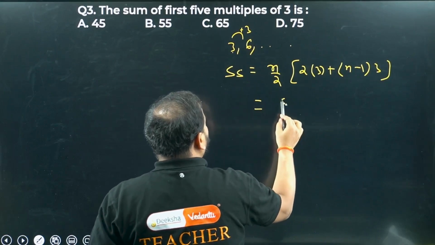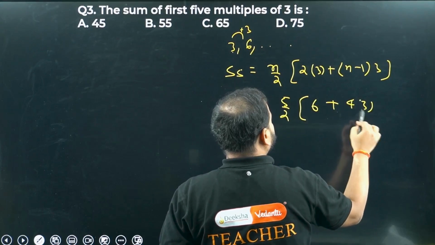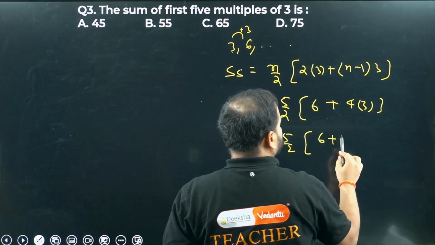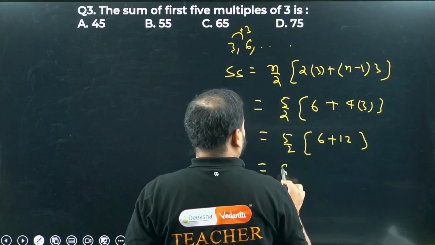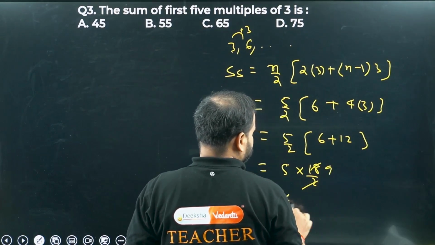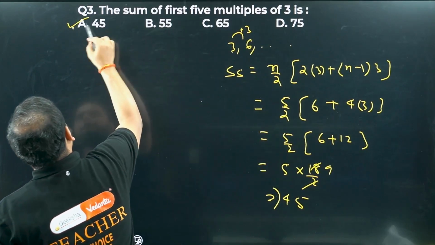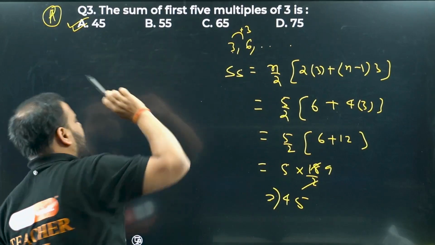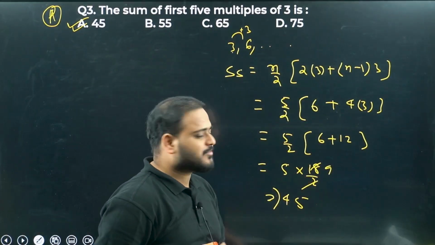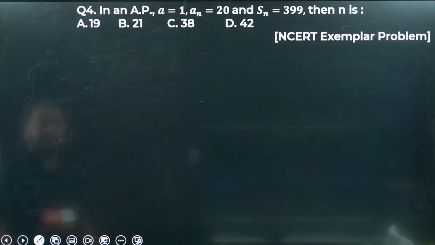Sum of 5 terms means 5 by 2, 6 plus 4 into 3. Have a look. 5 by 2, 6 plus 12. 5 into 18 by 2 is 9, 9 5s are 45. Answer is A. Easy peasy, very easy question, right? 9 into 5 is 45. Simple problem. Let's move on to question number 4.